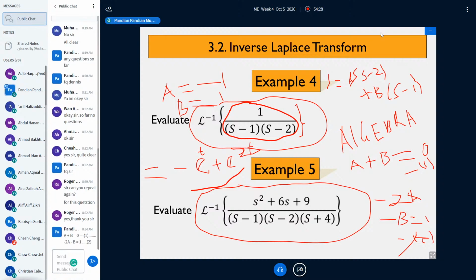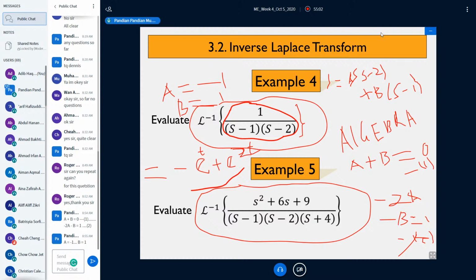So you create this, class. I write down here, watch this. A plus B equals 0. Minus 2A minus B equals 1. You solve 1 and 2, you find your A equals minus 1, and then your B equals 1. So you already have that.